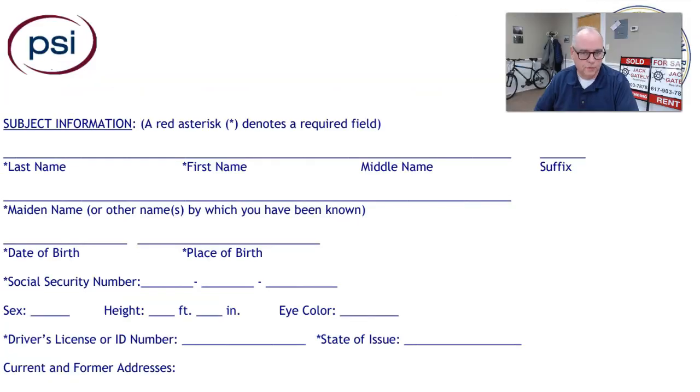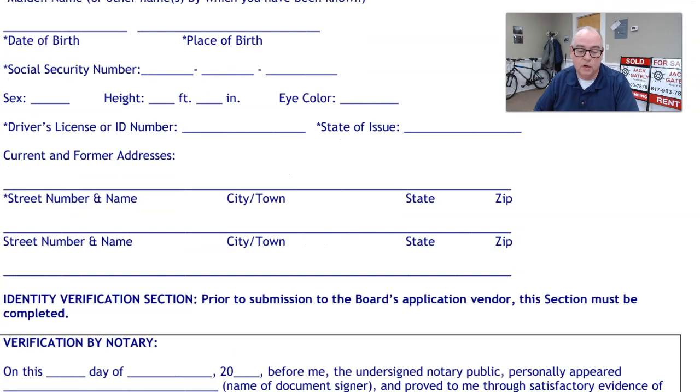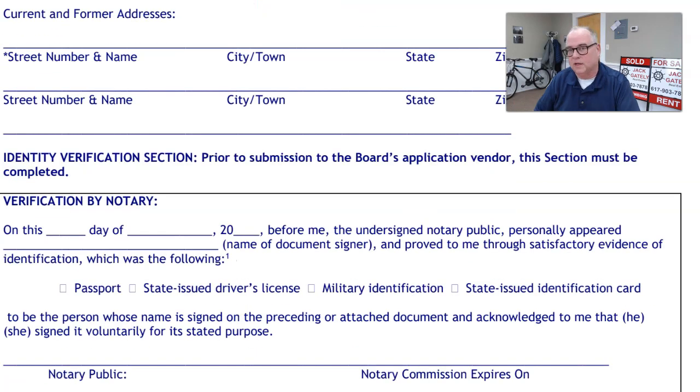On page 2 of the CORI application, my recommendation is you leave this all blank until you're actually in the presence of the notary, because this needs to be notarized, and they're going to want to make sure that you filled it out in your own hand, and then they'll verify your identity.